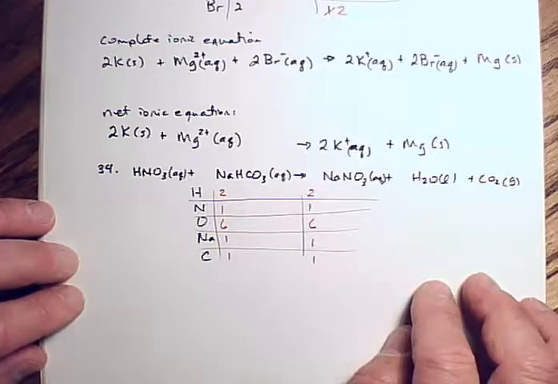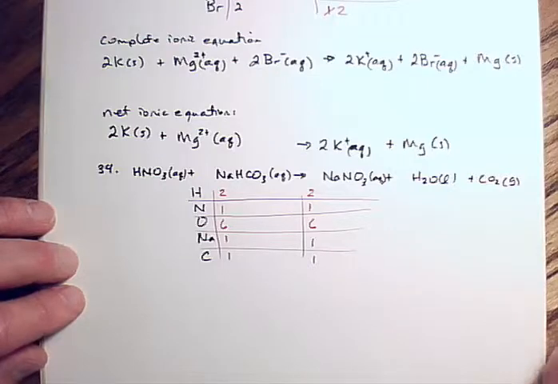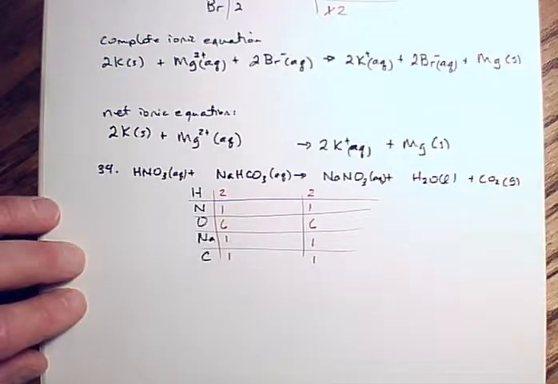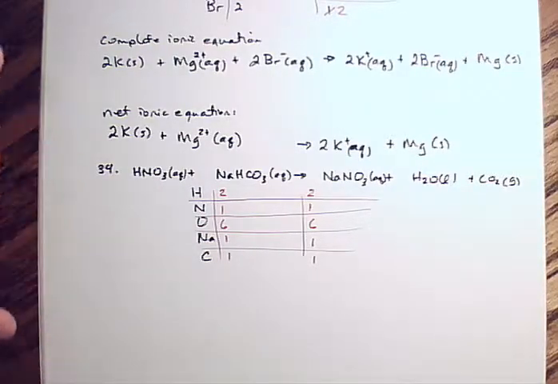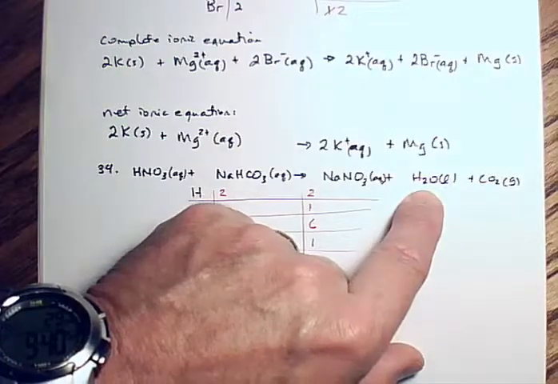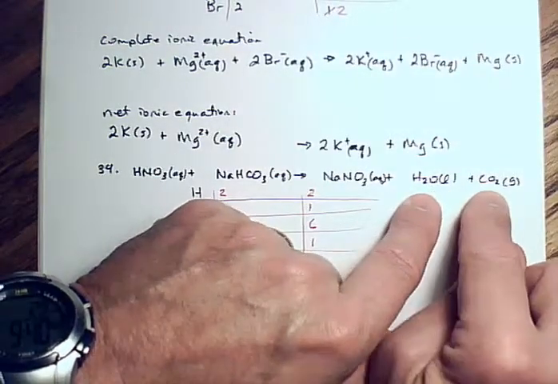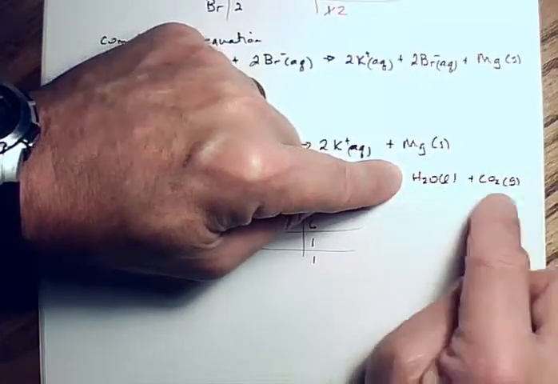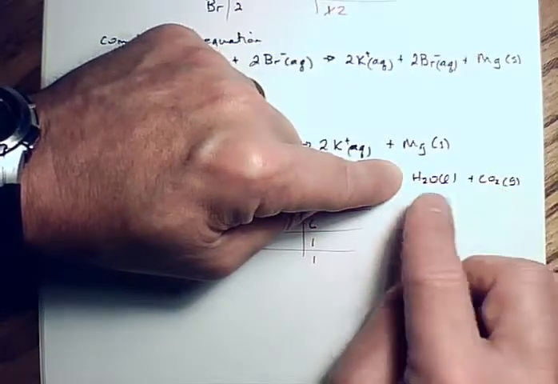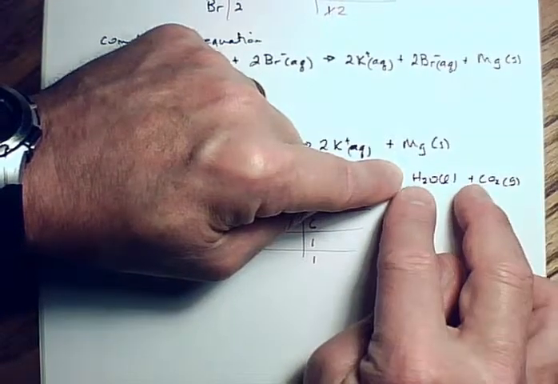Yes? Don't we have to write the charges? Yeah, if you have to split it out, there better be charges on there, because they're ionic compounds. When you split them up, you're splitting them up into separate ions. You're going to leave the H2O and the CO2 alone because they're not acidic, they're not ionic, they're not aqueous either. So you're not going to split those up. There's not going to be charges on these at all.